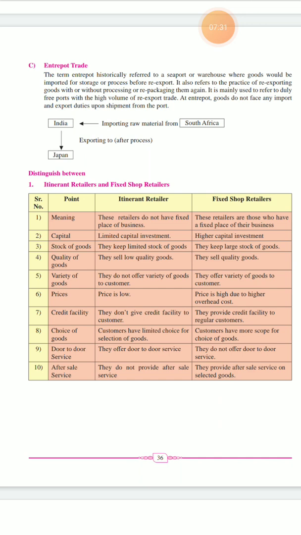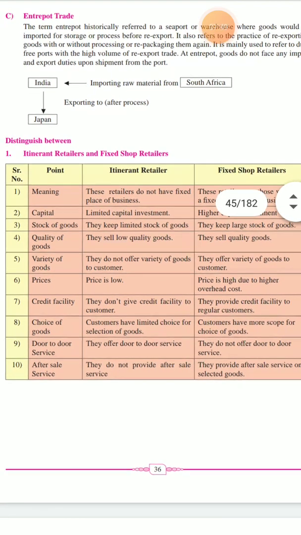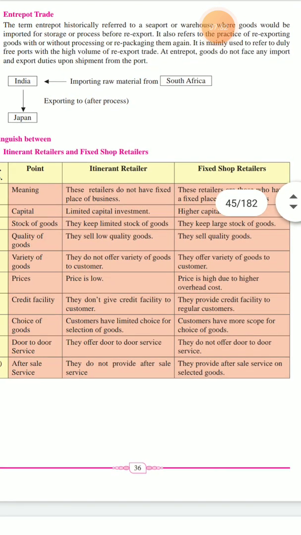Next is capital. Here itinerant retailers have limited capital investment, whereas fixed shop retailers have high capital investment. Okay, then stock of goods. Now these itinerant retailers keep a limited stock of goods, whereas fixed shop retailers will keep a large stock of goods. Okay, they will keep a large stock of goods because they are fixed. Okay, people come every day over there.